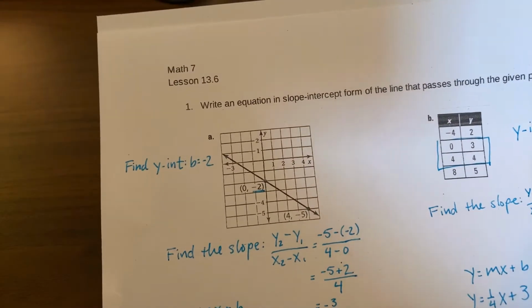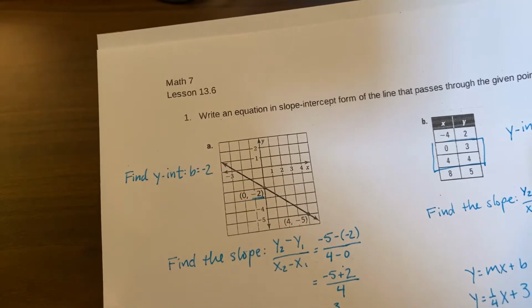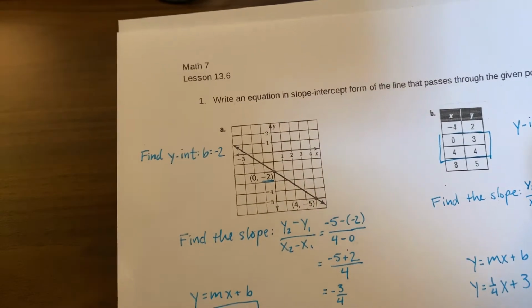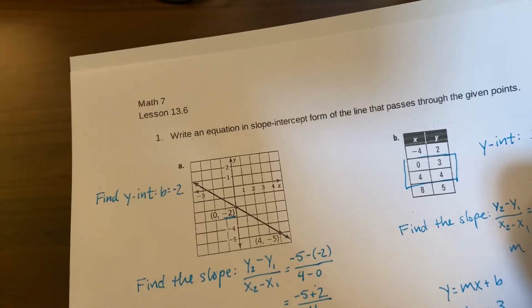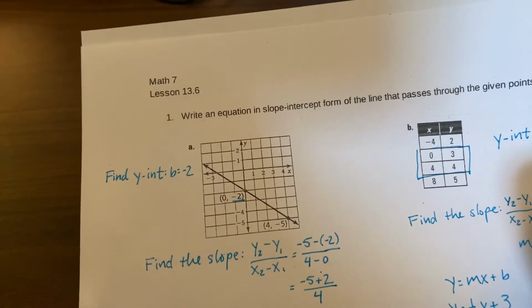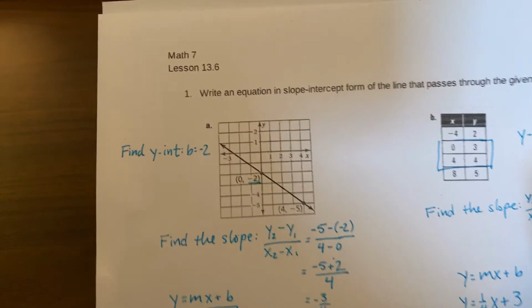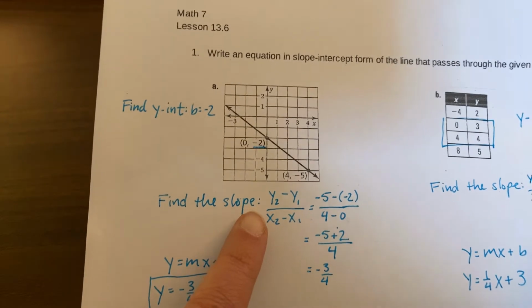Today we need to talk about writing equations in slope-intercept form, especially when you are just given the line or given a table of values and coming up with that equation. There's a couple of steps that we need to work on. The first thing we want to do is find the slope.